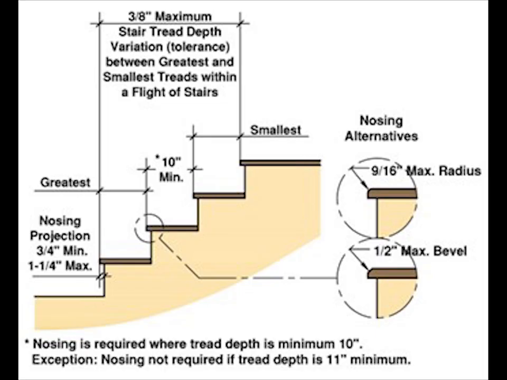Stair tread depth. As for stair treads, again, the depth should not be less than 10 inches. However, this will require nosing projections. To avoid having to install the nose, the code requires the depth of the tread to be no less than 11 inches. 10 inches plus a bull nose, or 11 inches, no bull nose required.